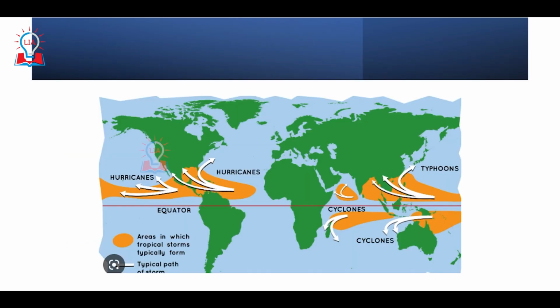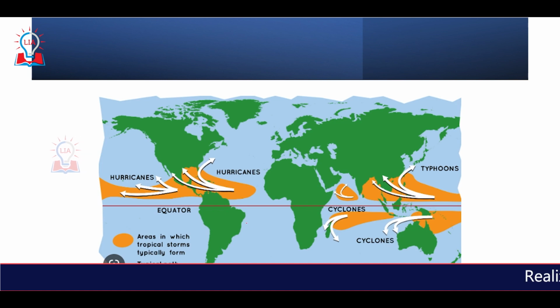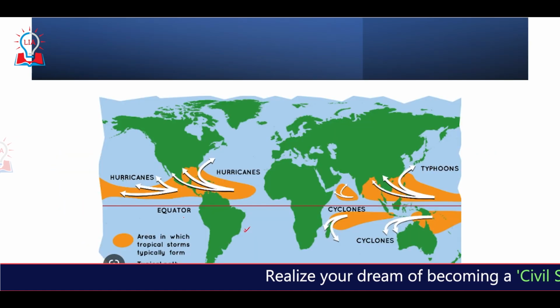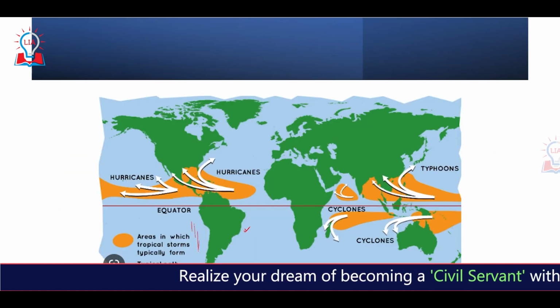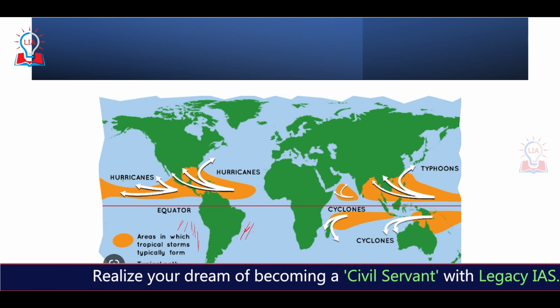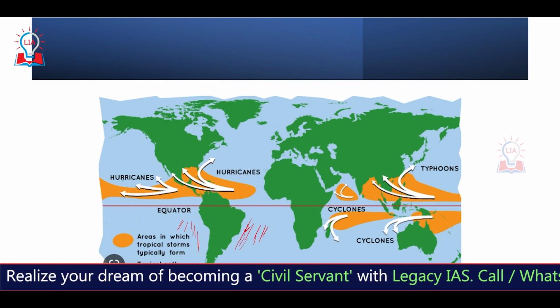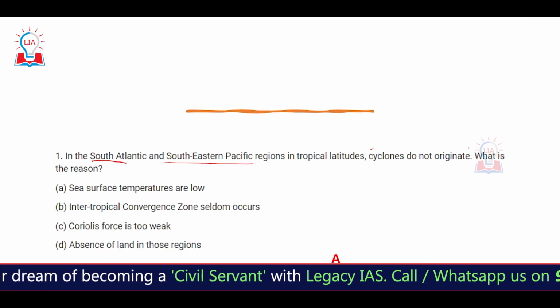If you take a look at this world map, we can see the orange areas on this map are the areas where cyclone generation happens mostly. Clearly, we can see that in the South Atlantic Ocean as well as in the southeastern Pacific region, there is no development of cyclones. So these areas are basically devoid of cyclones. Four options are given.